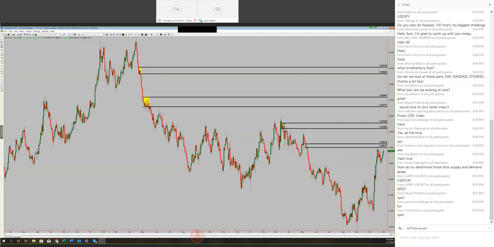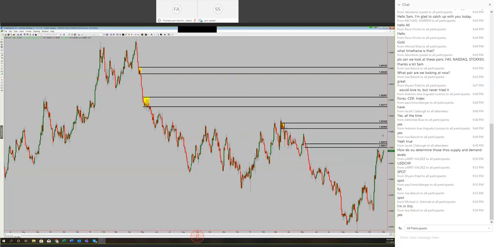I know this doesn't look like a big drop, but this is a daily chart. That's a pretty big move. Because of how shallow price went into the level, we would be comfortable taking it. The likelihood of price turning again in this area is high. Does that make sense? Okay.